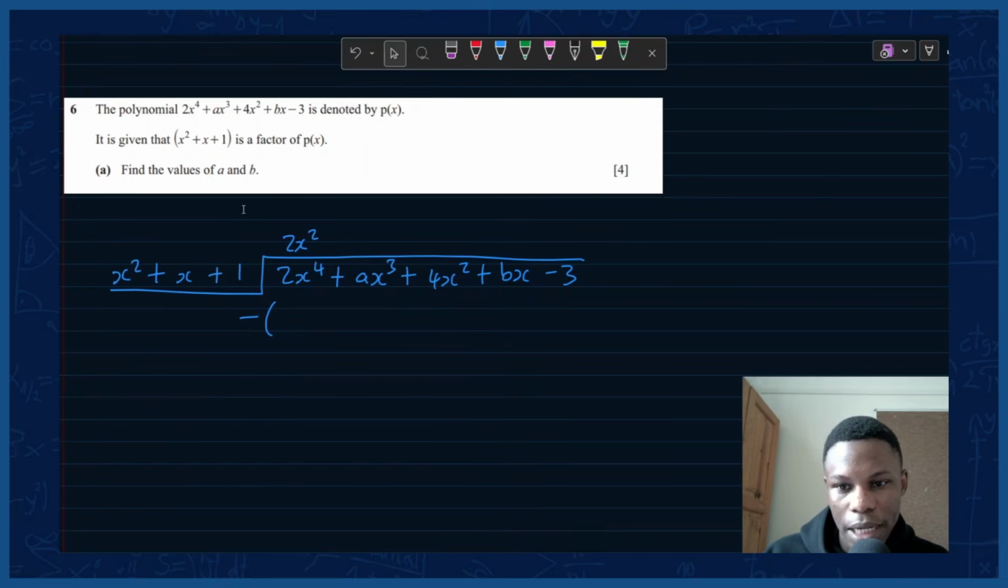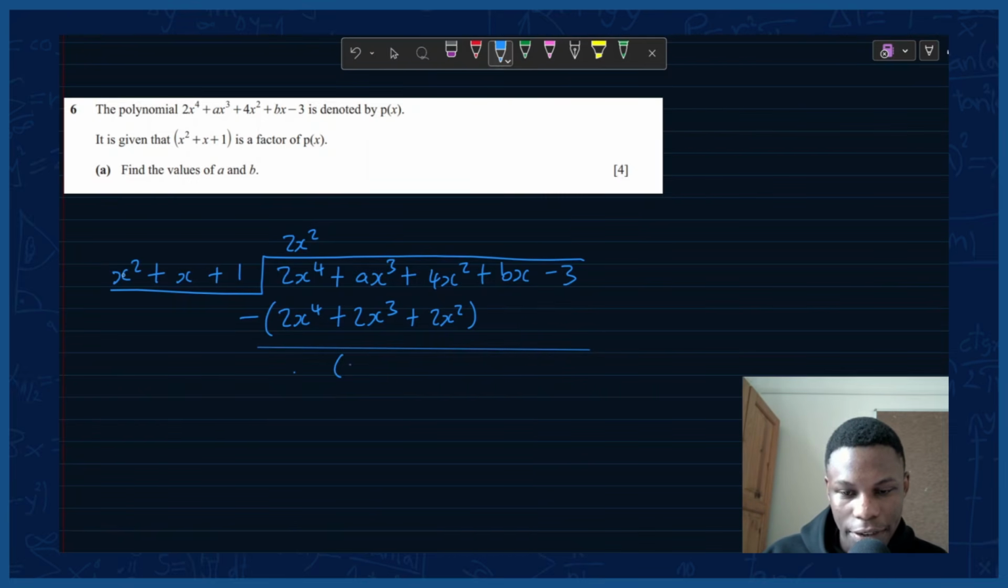Then I multiply 2x squared times my whole divisor. 2x squared times x squared gives me 2x to the 4, 2x squared times x gives me 2x cubed, and 2x squared times 1 gives me 2x squared. Now I subtract this result from the above. 2x to the 4 minus 2x to the 4 gives 0. Ax cubed minus 2x cubed, I'll factor out the x cubed, that's a minus 2 x cubed. Then 4x squared minus 2x squared is 2x squared. Then bx minus 3.